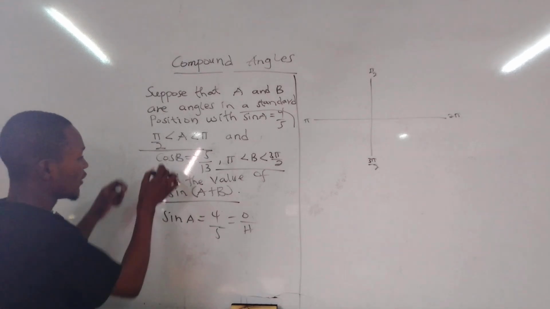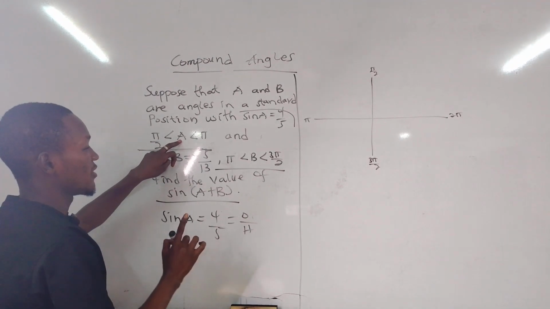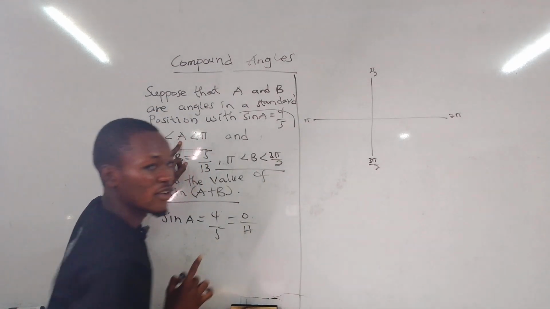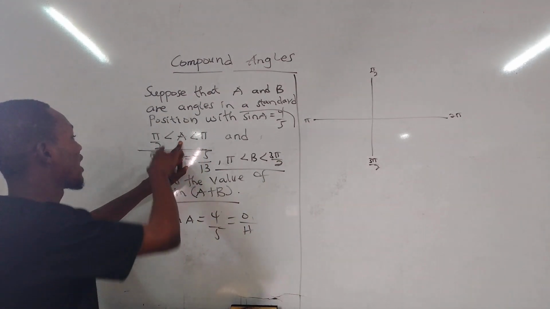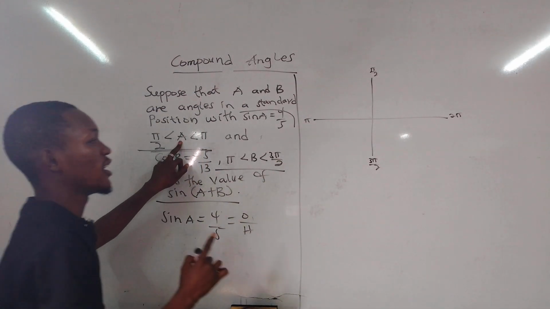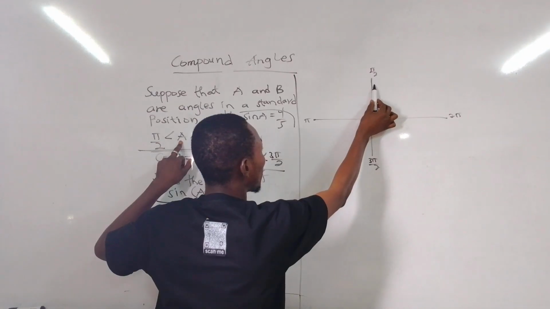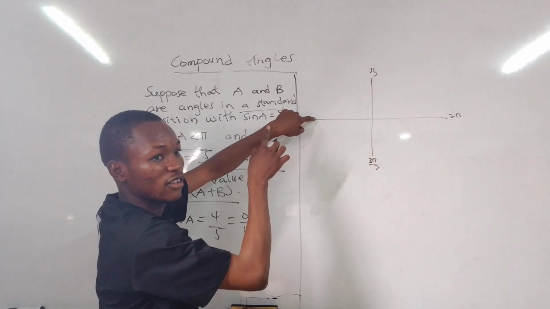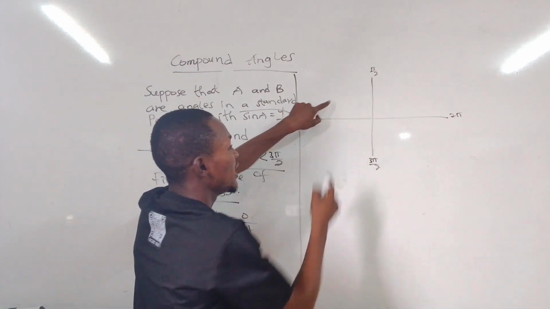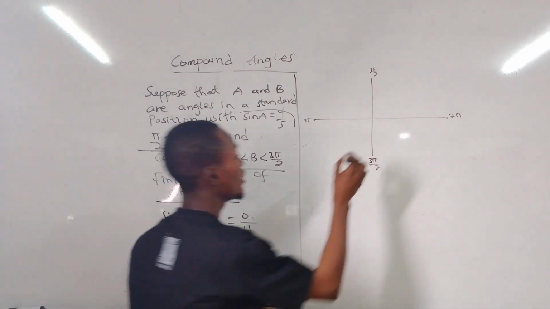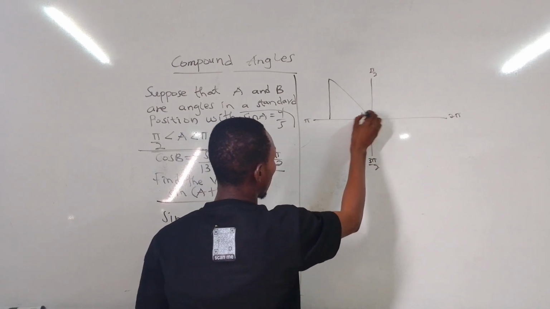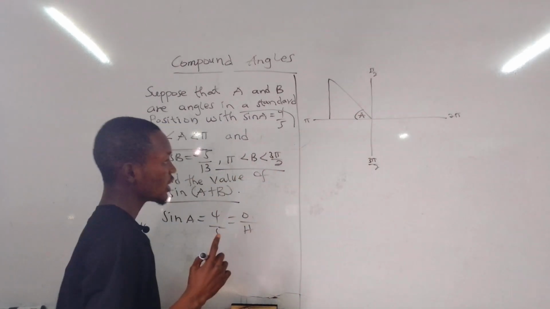Now there is a condition given. Angle A is less than 180 degrees. Here is where 180 degrees can be found. But greater than pi on 2, which is 90 degrees. So angle A is greater than 90 degrees, but it is less than 180 degrees. It's not up to 180 degrees. This means that angle A falls in the second quadrant. Now in this case, we can draw a right angle triangle here. So the angle A falls here.